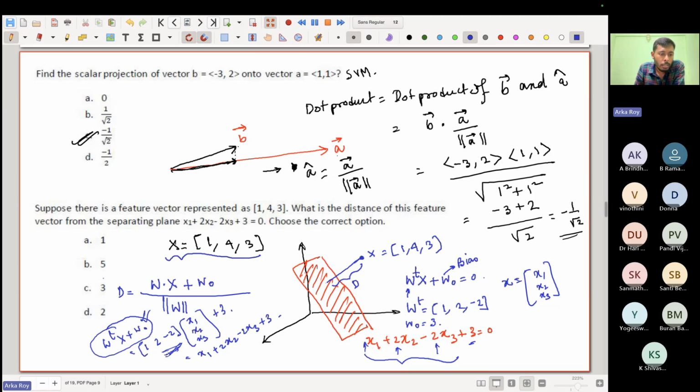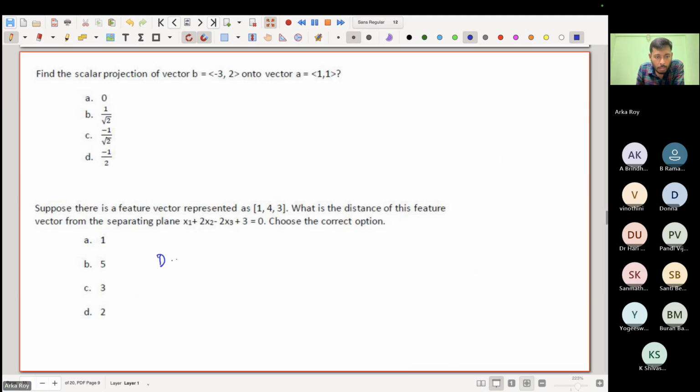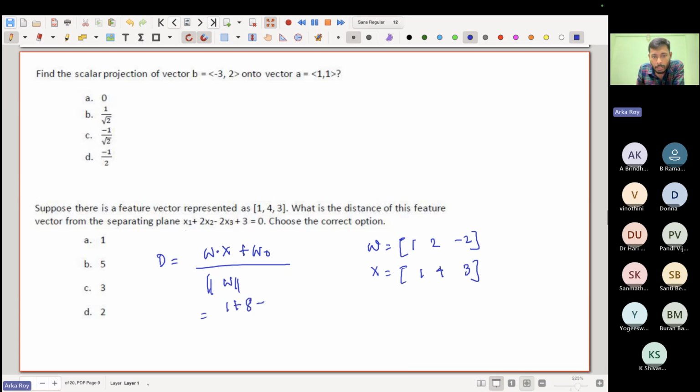If I do this, I will get W dot X plus W naught, divided by the norm of W. Your W you have got from this equation, that is 1, 2, minus 2, and they have given the X as 1, 4, and 3. So the dot product is simple: 1 plus 8, then minus 6, and W naught is equal to 3.